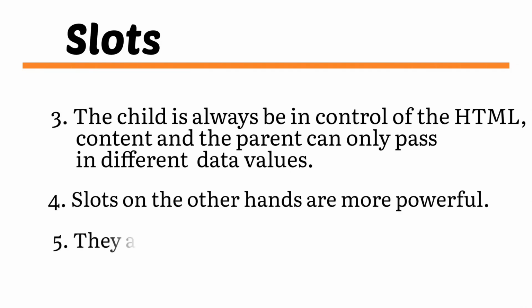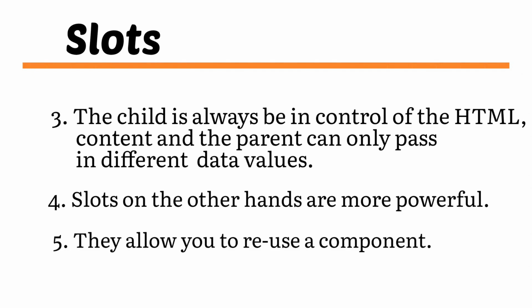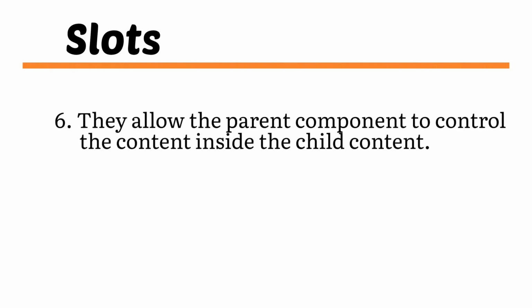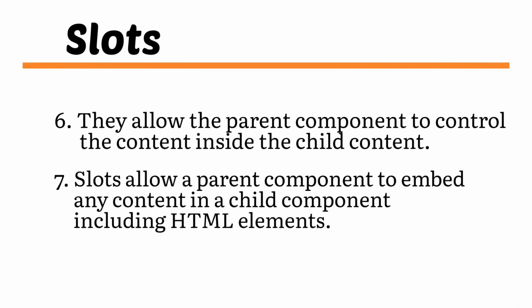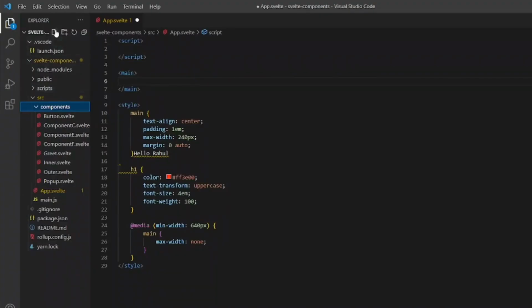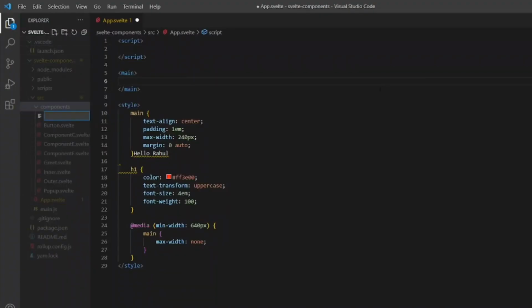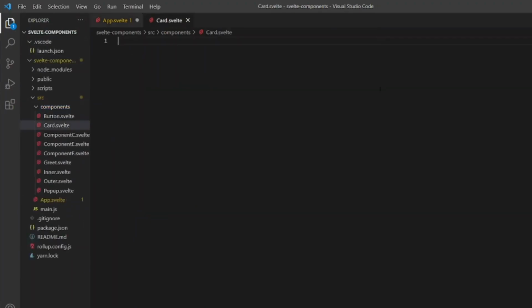Similar to props, they allow you to reuse a component, but they also allow the parent component to control the content inside the child component. In other words, slots allow a parent component to embed any content in a child component, including HTML elements. Let's understand its syntax and usage with an example. Let's begin by creating a new file in the components folder. I'm going to call this card.svelte. As you might have already guessed, we are trying to create a card component, which is a pretty common UI element.